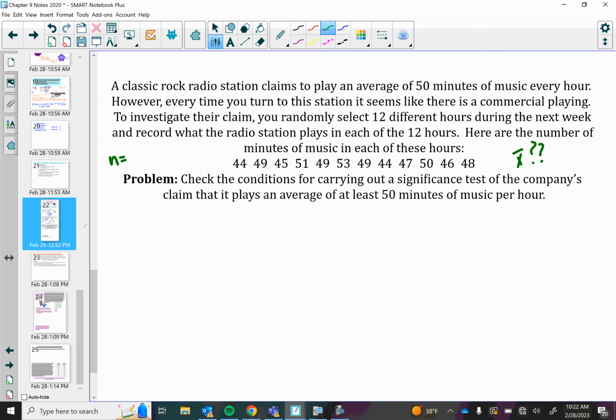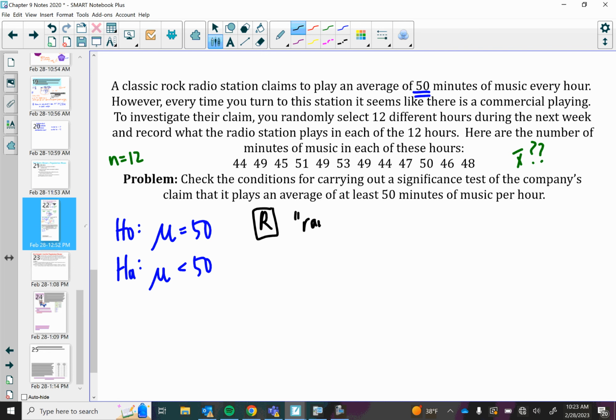I do know that our sample size is 12, and I know that the stated mean is 50. So our null hypothesis would be that the true mean is 50, and we believe that they don't play that much. We think that the true mean is less than this 50 minutes. They weren't asking us to state the null and alternative hypotheses. I just think it's helpful in this problem. We need to check the conditions. For random, of course, we see that we are randomly selecting.